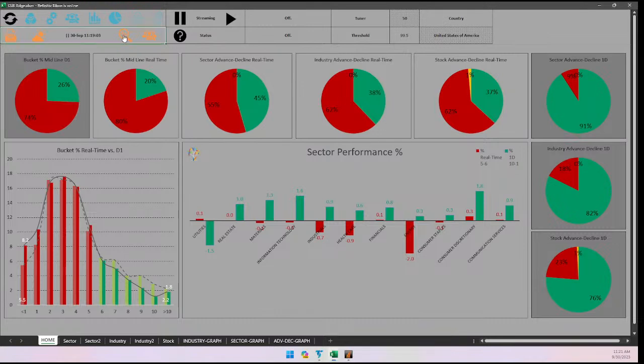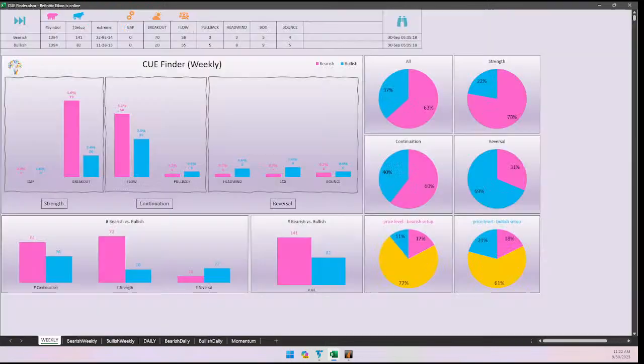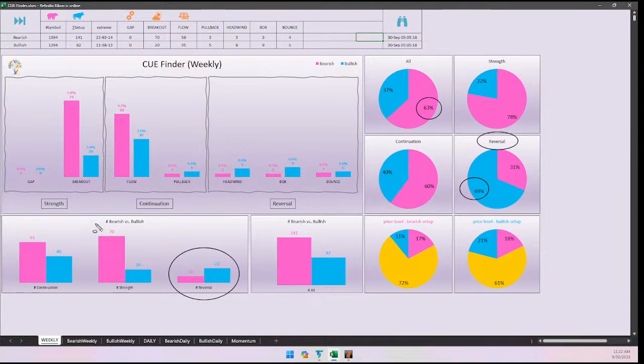If we look at Finder, this is as of Friday. 63% of weekly setups are still bearish. Reversal percentage is the only category that is more bullish than bearish. However, in absolute number, the reversals are much smaller than strength and trend continuation. So together, when we combine strength and reversal, we have to say it is still more bearish.